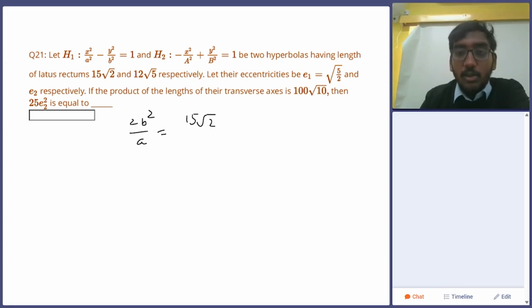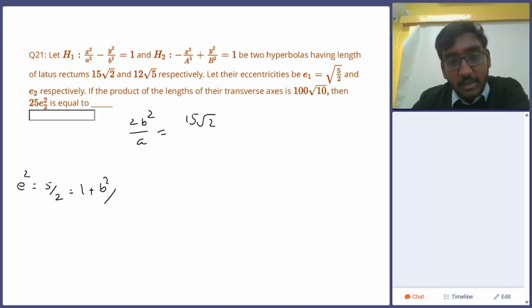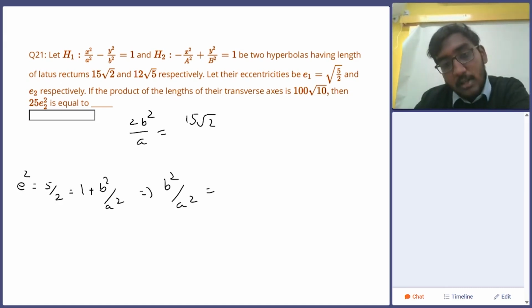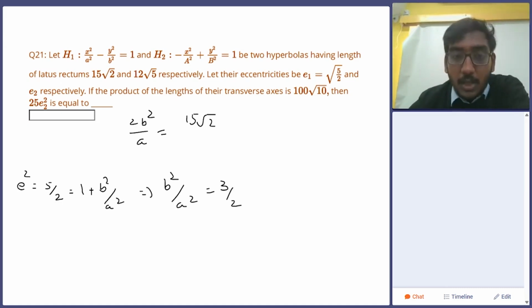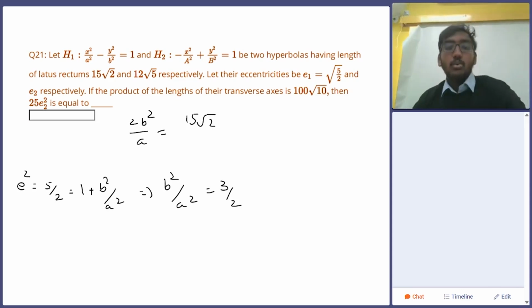And one more thing is the eccentricity is root of 5 by 2, so e square is 5 by 2. And eccentricity is root of 1 plus b square by a square, so 1 plus b square by a square is e square. So b square by a square will be 3 by 2, right? And 2b square by a is 15 root 2, so what you can do is divide these two expressions.